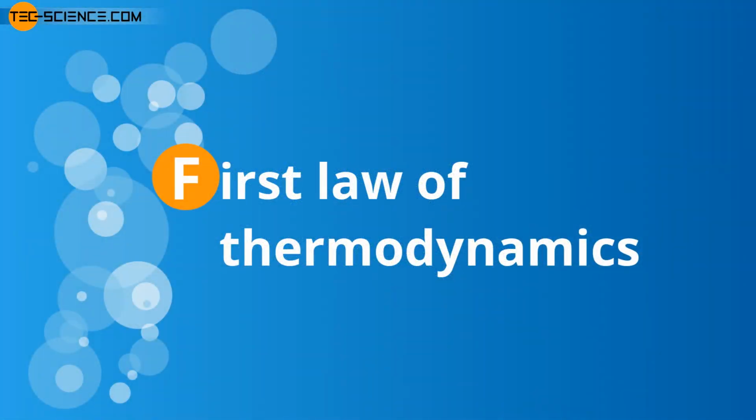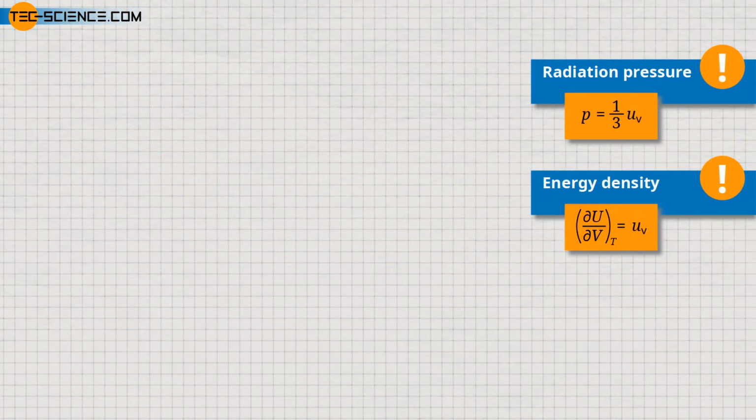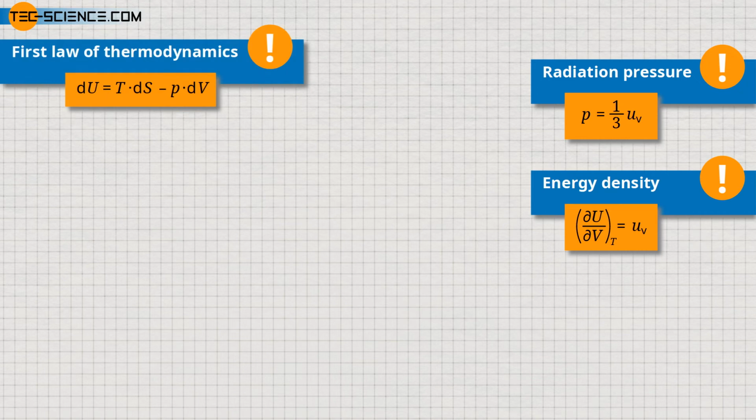First law of thermodynamics. We have now found another important relationship that describes the relationship between a change in volume and the resulting change in photon gas energy. Since the photon gas is considered analogous to a classical ideal gas, the first law of thermodynamics can also be applied. In differential form, the first law of thermodynamics is represented as shown.